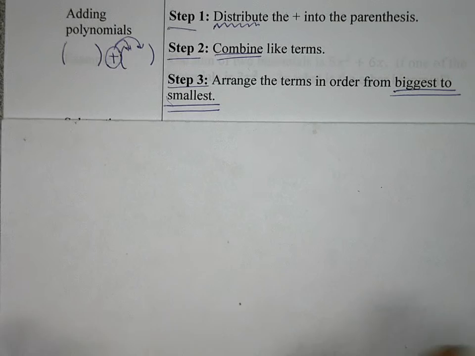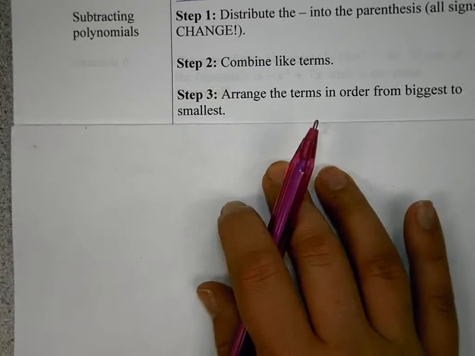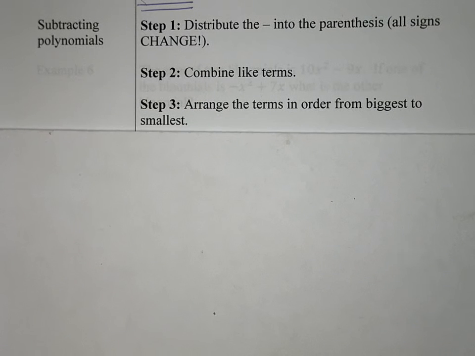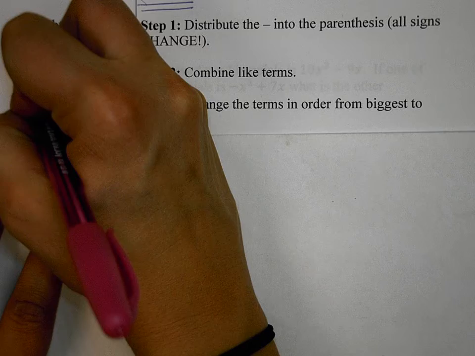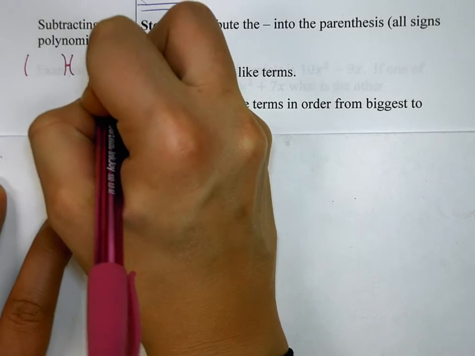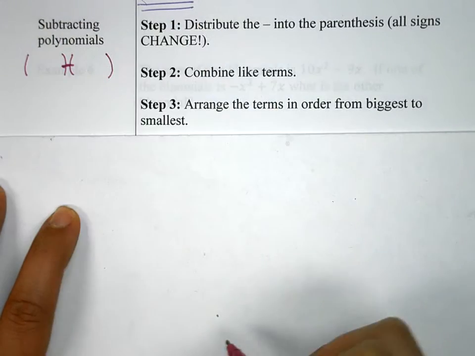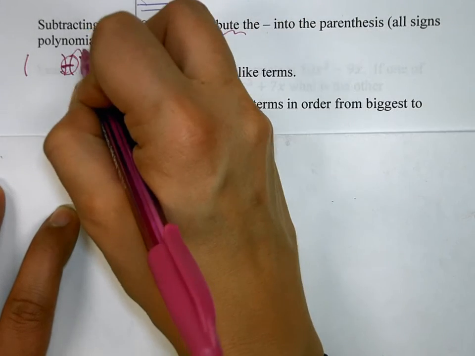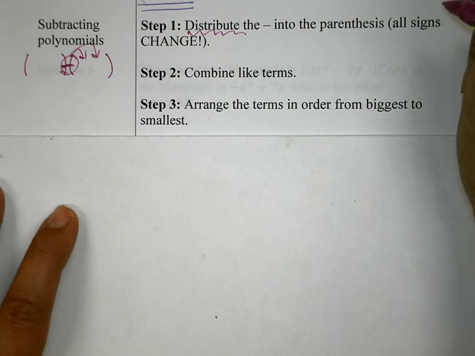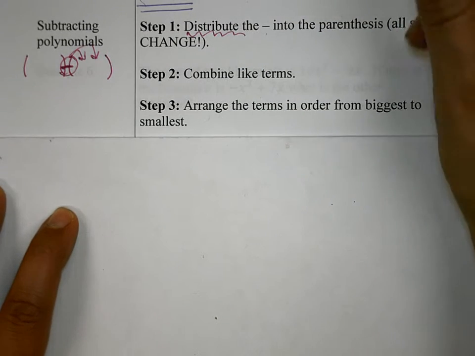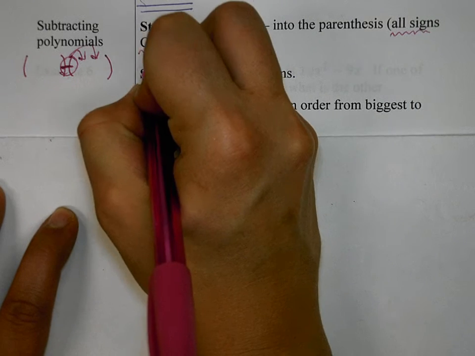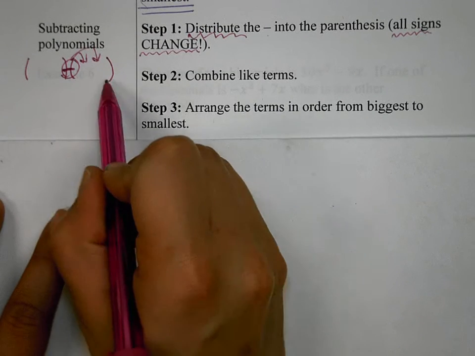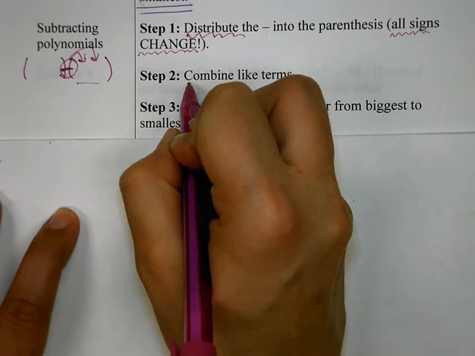So if we can add polynomials, we can also subtract them. So to subtract polynomials, the steps are actually all very similar. We're going to have 2 sets of parentheses with polynomials inside, and they are going to be subtracted. So step 1, we're going to distribute the negative into the parentheses. And when we distribute a negative or multiply by -1, all the signs change. So all signs change when we distribute the negative into that second parentheses. Then we're going to combine like terms.